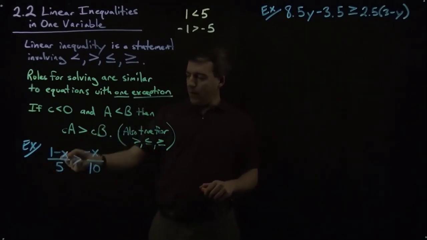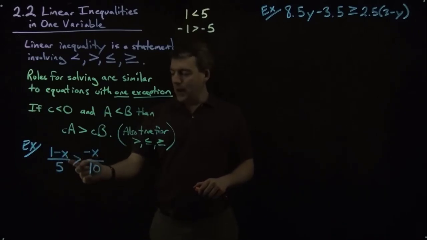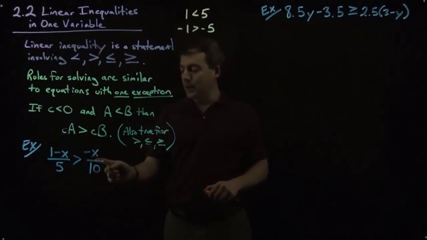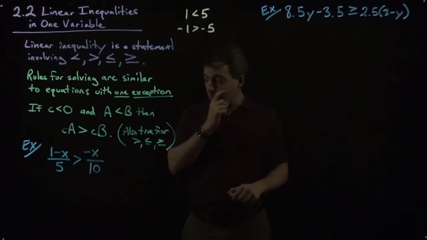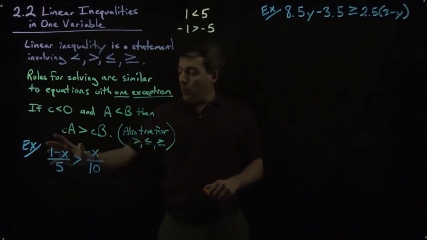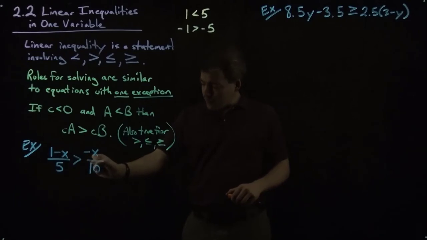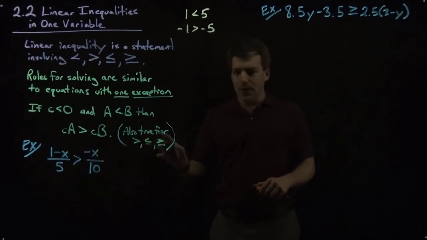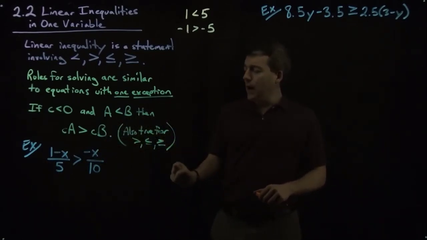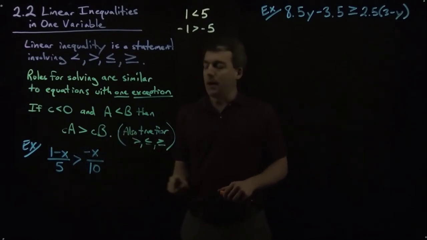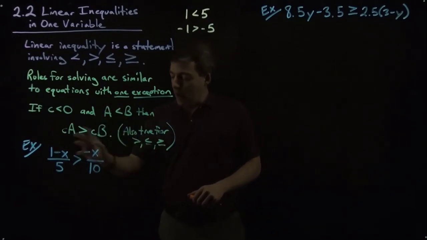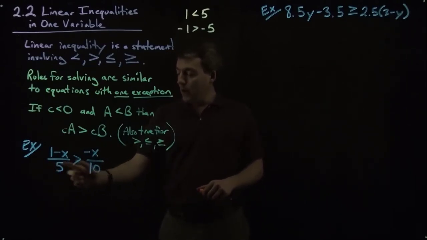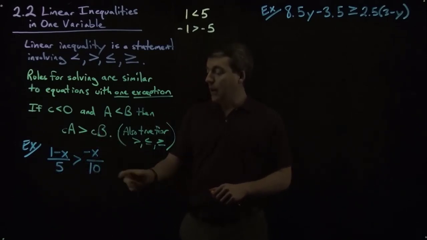So here's one. We have (1 minus x) divided by 5 is greater than negative x, the opposite of x, divided by 10. Okay. So we're going to solve this, and I think the first thing I want to do is to get rid of the fractions, right? We don't like fractions. If we can get rid of them, and when we have an expression or an equation where we can manipulate both sides, we can do that. And so what I'm going to do is multiply by 10, because 10 is the common denominator here. It's the least common denominator. And we'll multiply both sides by 10.